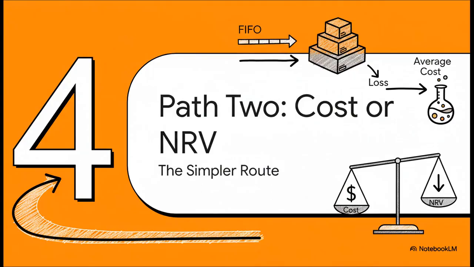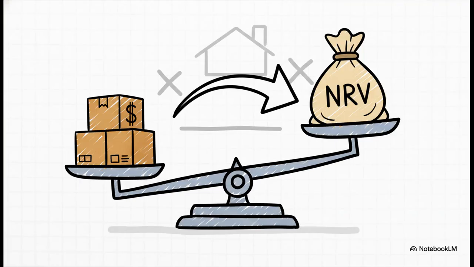Okay, whew, we made it through the complicated route. So now let's switch gears and head down the second path, which I promise is much simpler. This is the lower of cost or net realizable value rule, LCNRV, and it's for companies using FIFO or average cost. And I gotta tell you, the difference here is like night and day. Seriously, forget about ceilings, floors, middle values, all that stuff. The rule is incredibly direct.